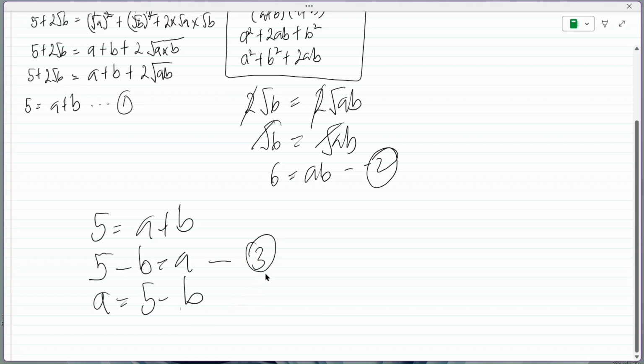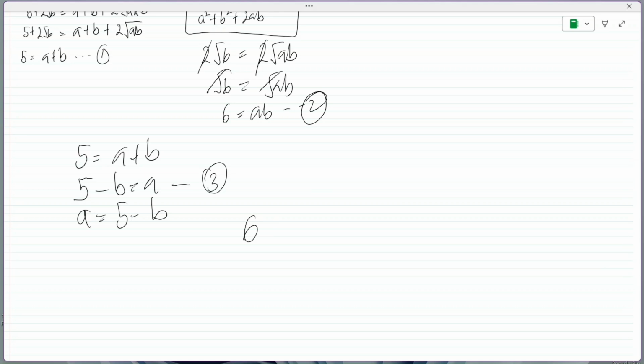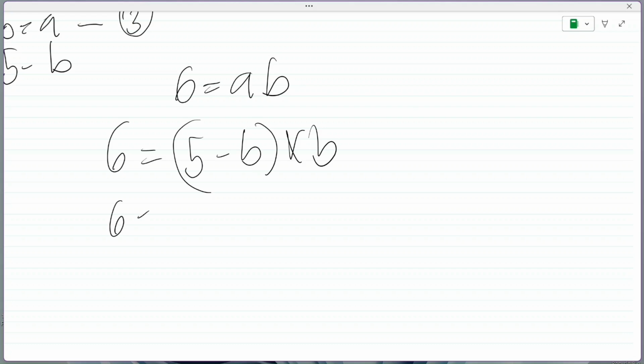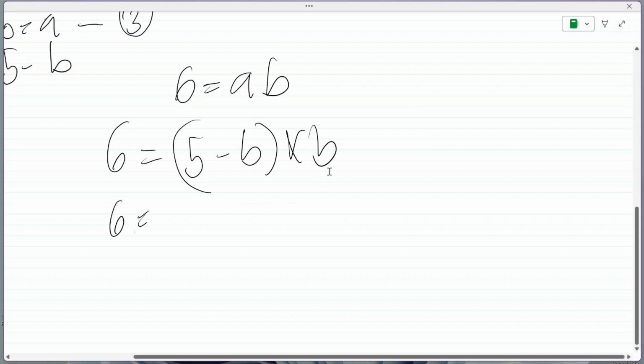We can't substitute equation 3 back into equation 1 from where it's created. We can only substitute it in equation 2. Therefore, we substitute equation 3 into equation 2. We know equation 2 is 6 equals ab, or a times b. We are going to replace the value of a in equation 2 with what it represents in equation 3. We're just replacing this a with 5 minus b. So we have 6 equals 5 minus b in brackets, because a represents 5 minus b, times b, that's this b. We open the brackets, we have 6 equals, this b affects both the 5 and the minus b.